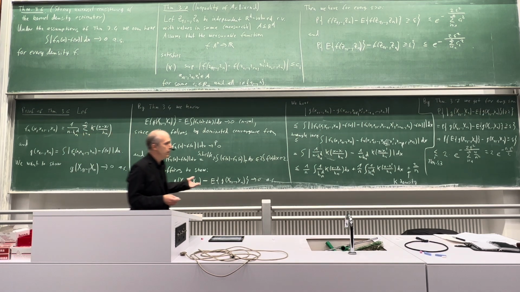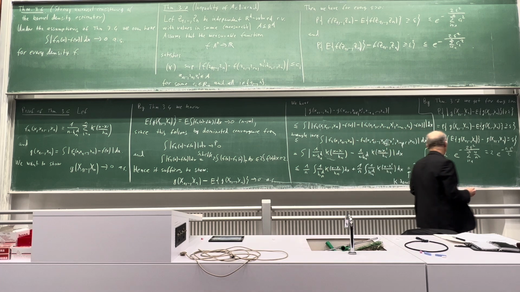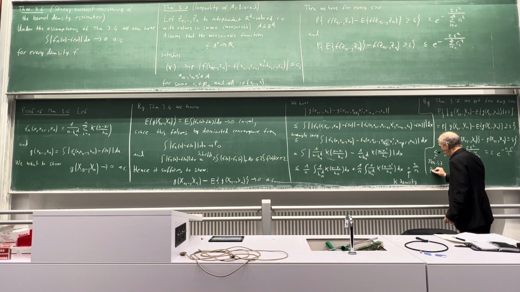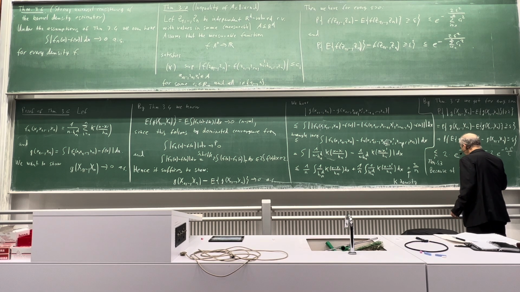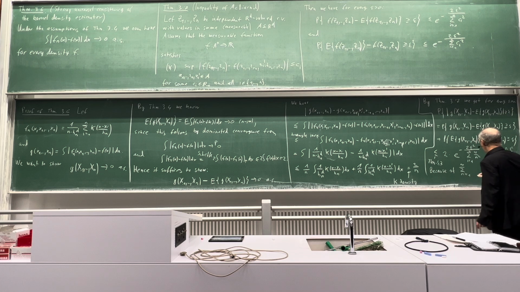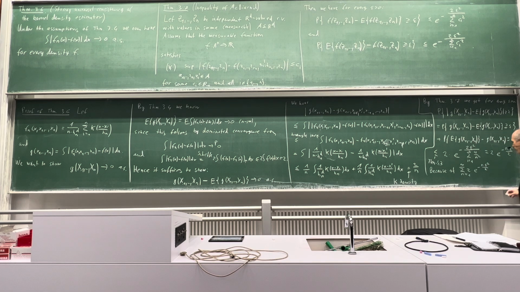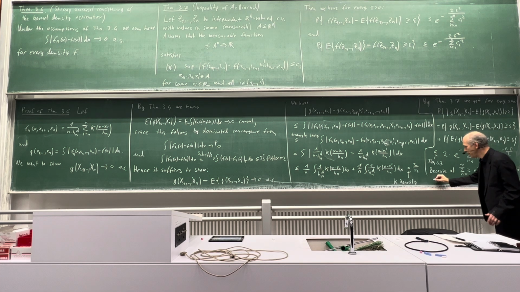And since this one is summable, because the sum for n equal 1 to infinity of 2 times e to the power minus n times epsilon squared over 2 is less than infinity for all epsilon greater than 0, because of this we get the assertion.